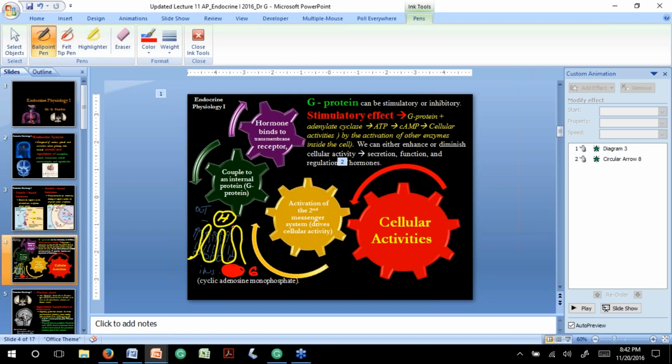Because this hormone, again, is a long chain of amino acids, it is not able to pass the membrane. So what this hormone does is activate the transmembrane receptor. This transmembrane receptor communicates with and activates the G protein. This G protein has two options: one for activation, and the other for inhibition. So that is what we have so far: the hormone binds the transmembrane receptor.